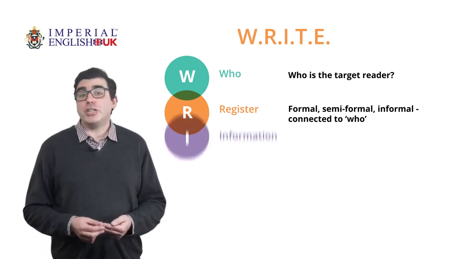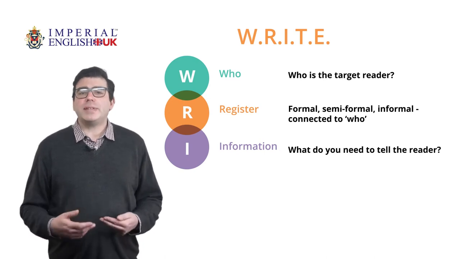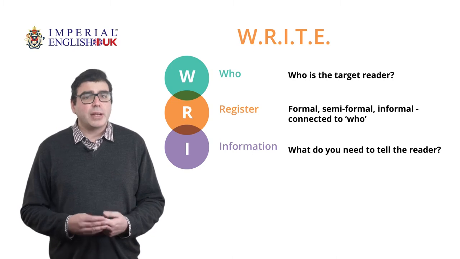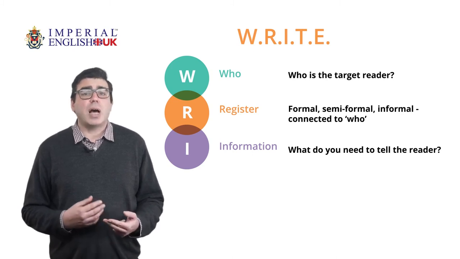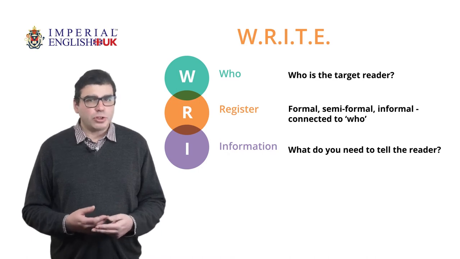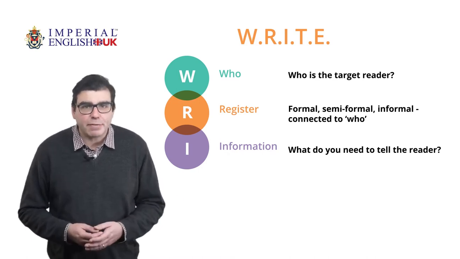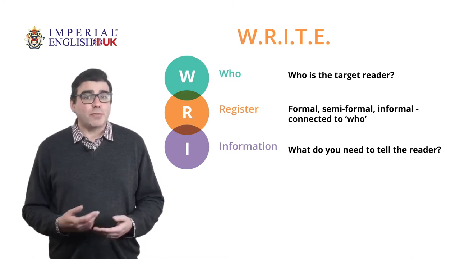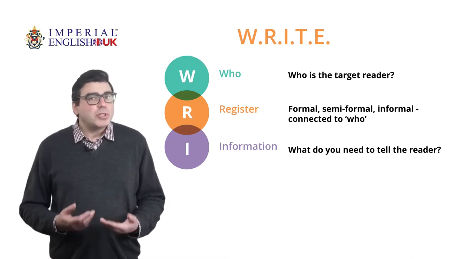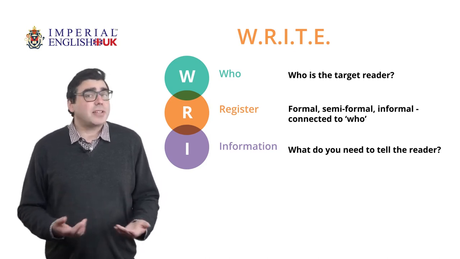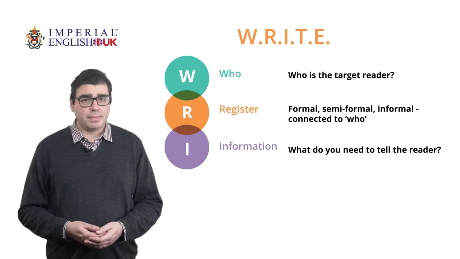I, information. What do you need to tell the reader? What does the reader already know? In a university essay, this means answering the question in a relevant way. To a friend, would you say, "Great, see you at 7"? Or, "I'll meet you at 7 so we can have something to eat before we go to the cinema"? Presumably, your friend already knows the plan for the evening, and your text is only to confirm the arrangement.